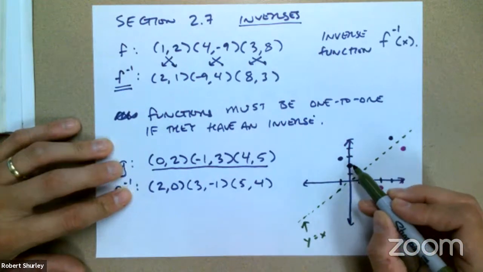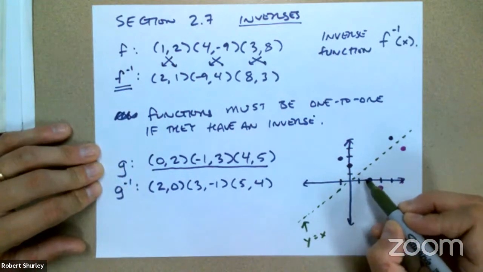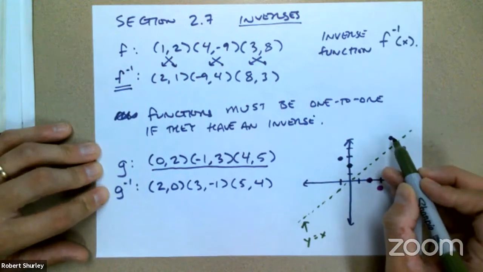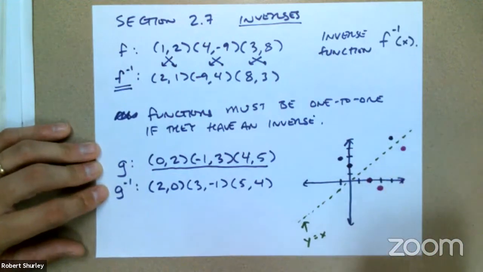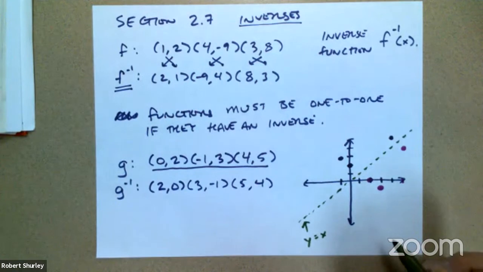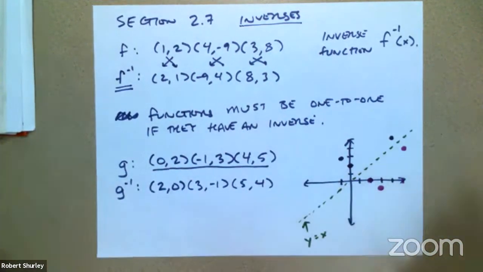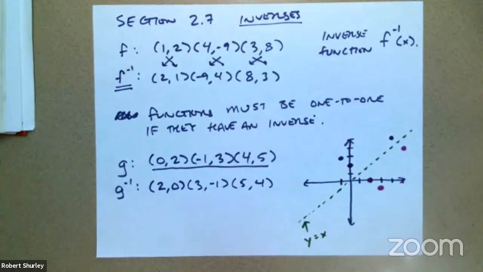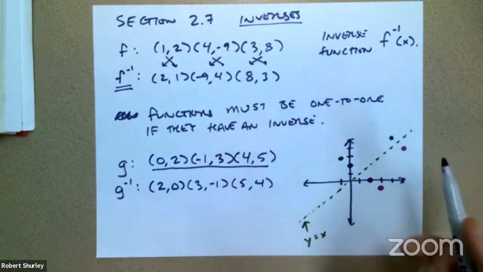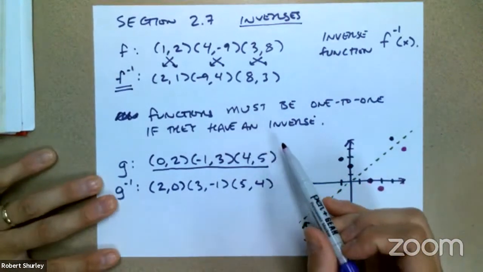Same thing with 0, 2, and 2, 0. They're symmetric around that line. And 4, 5, and 5, 4. Kind of neat, okay? So if you want to write that down, inverse functions are always symmetric around y equals x. We'll see that again when we get to equations. We'll see other inverses. Okay, so now we're going to make some theoretical coordinate, but I'm going to make up a coordinate.